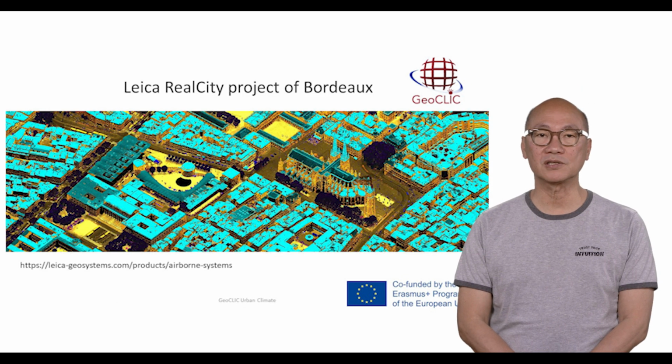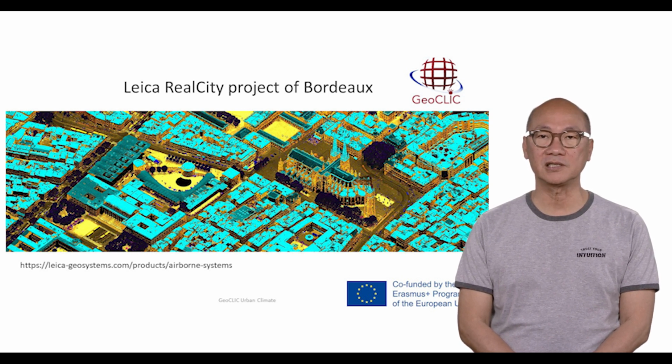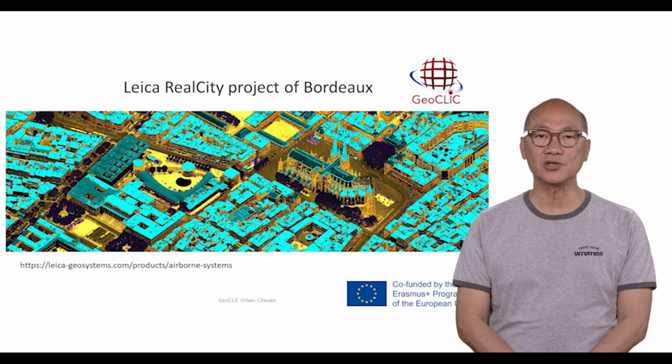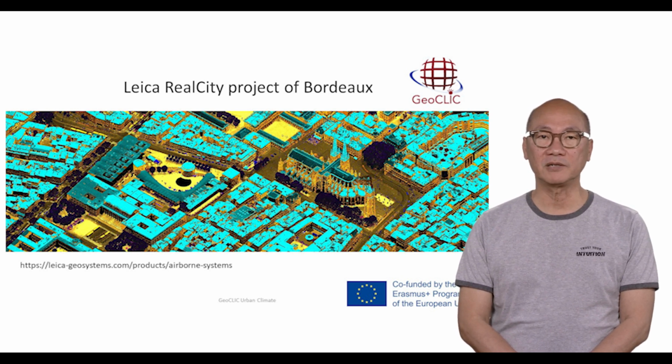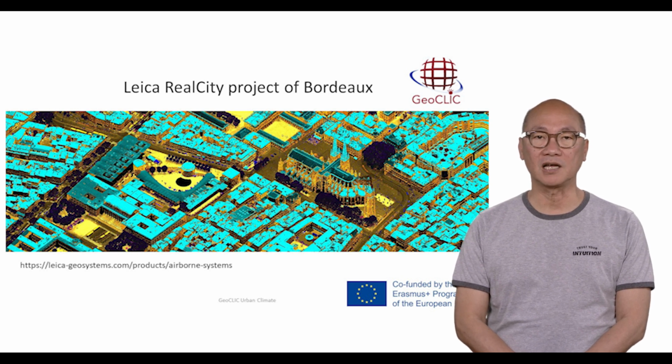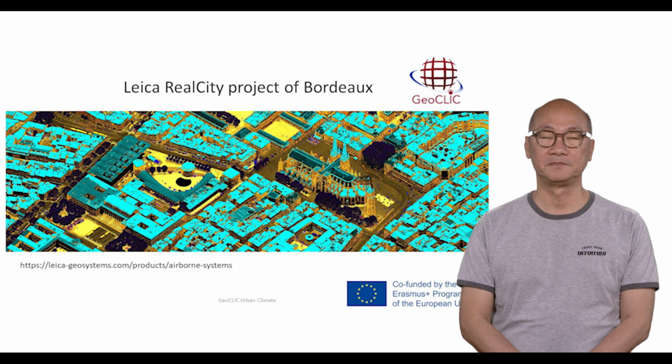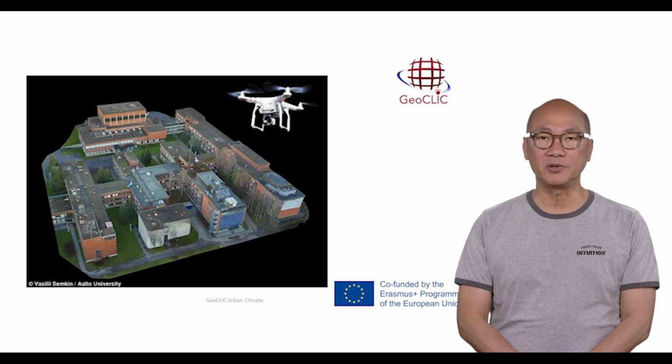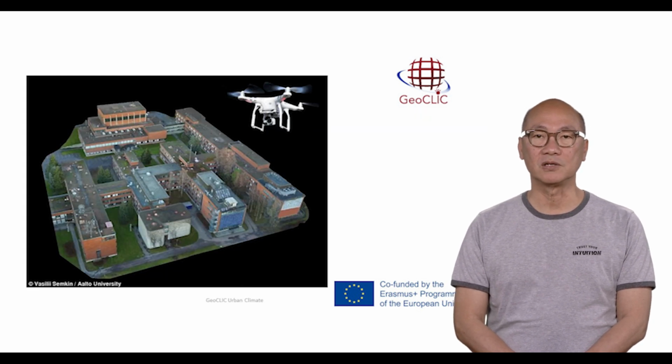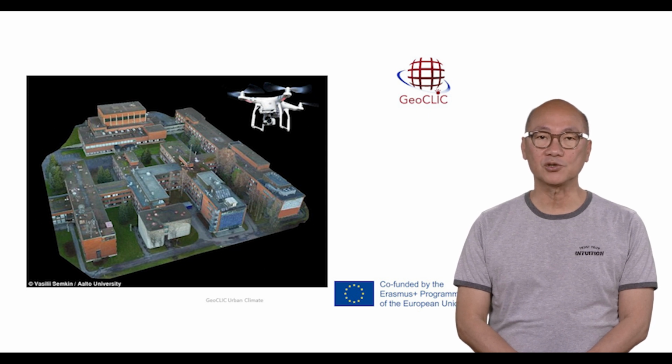This example shows the product of the city Bordeaux. It is a showcase project called Leica Real City. The visualization is done by the company Leica Geosystems. The product represents the fusion of oblique and linear imagery, point cloud, and terrain data. This is an impression of 3D reconstruction using drone-based photogrammetry. Pay attention to the very high level of details.